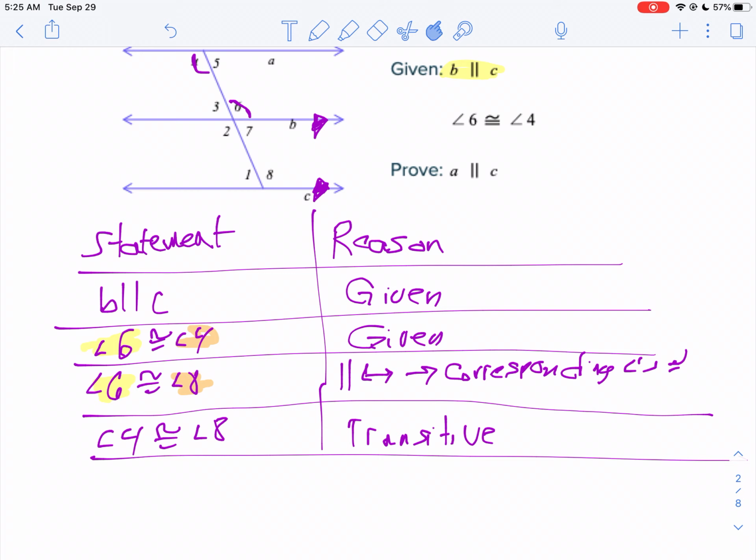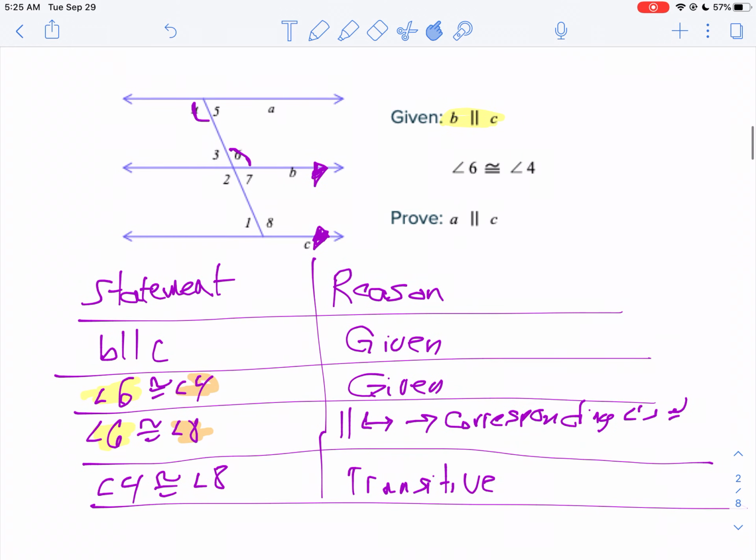Now, if we look at the diagram, I probably should have marked angle 6 as congruent to angle 8 a while ago. Let me mark that. Notice angle 4 and angle 8 are marked congruent. If I pretend line B isn't there, what kind of angles are 4 and 8? Well, those angles are alternate interior angles, because they're on opposite sides of the transversal and they're inside the parallel lines.